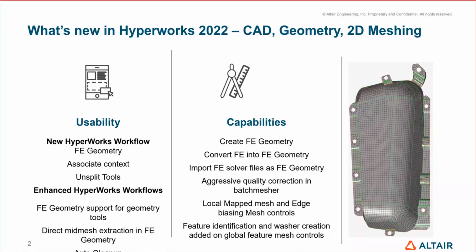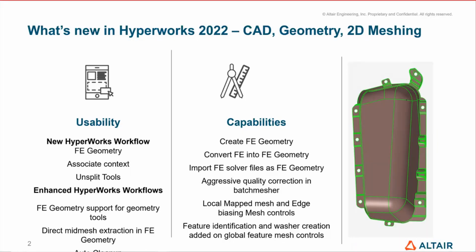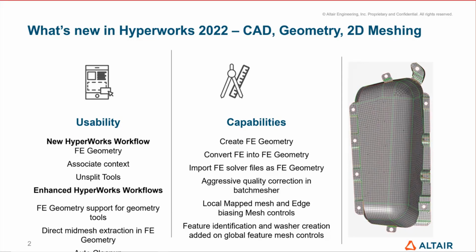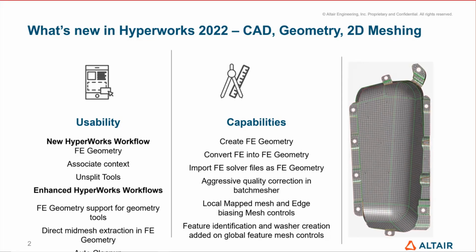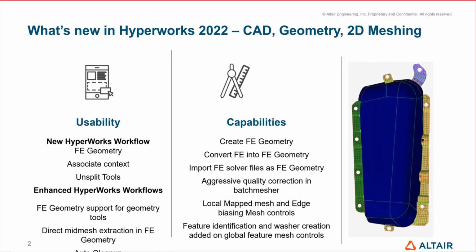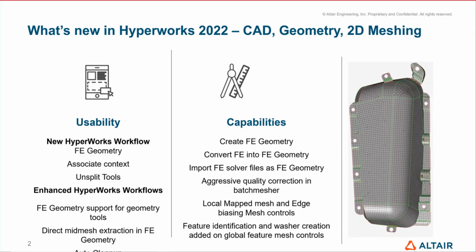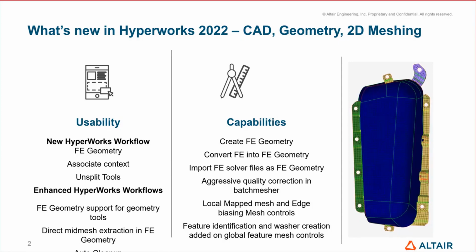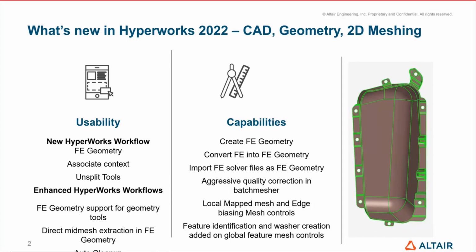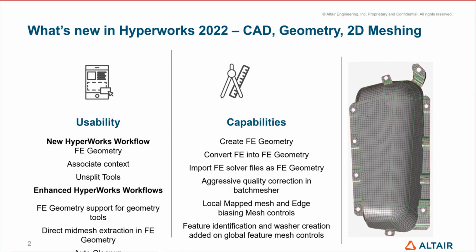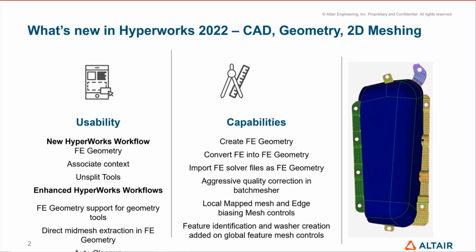On the mesh control side for surface meshing, there is a new option for local map mesh as well as edge biasing for mesh controls. Also, in the surface mesh controls, we have added feature identification for high curvature features such as cylindrical features and stuff, as well as washer creation options from the mesh controls.